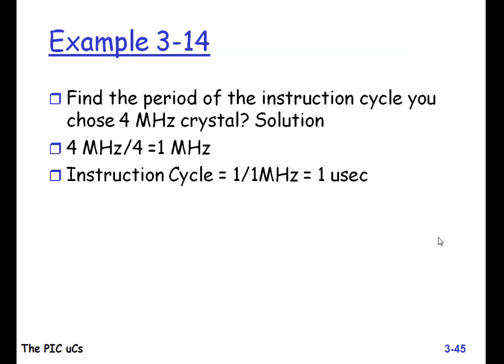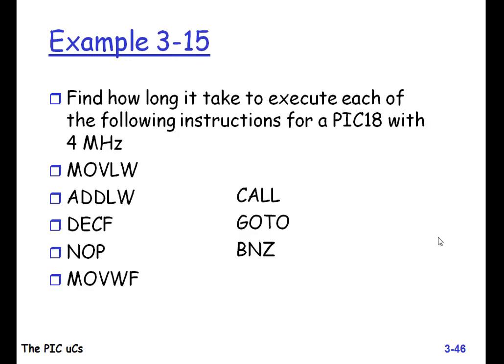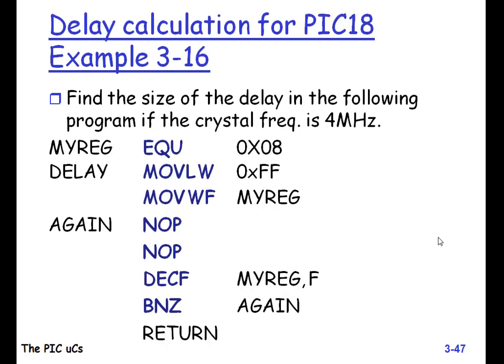In this example, simply find the period of the instruction cycle. You choose a 4 MHz crystal. Their solution is simple: f equals 1 over T. In this example also, find how long it takes to execute each of the following instructions for a PIC18 with a 4 MHz clock. There is simple assembly language code, and the output will be simple.